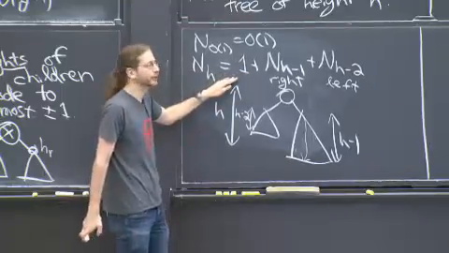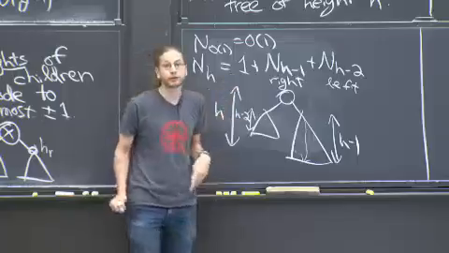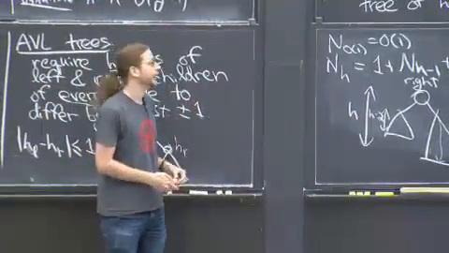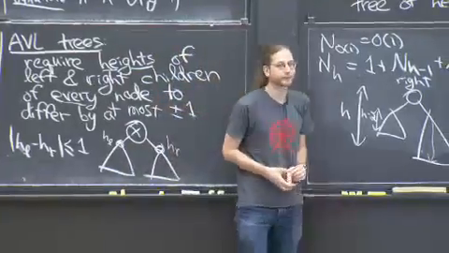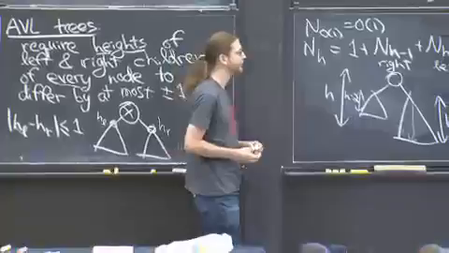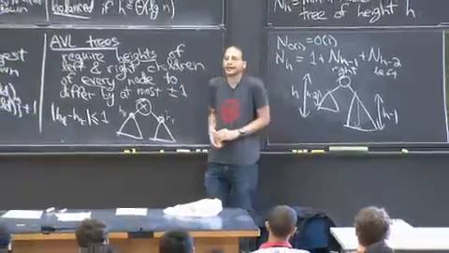Now we need to solve it. What we would like is for it to be exponential, because that means there's a lot of nodes in a height h AVL tree. So any suggestions on how we could figure out this recurrence? Does it look like anything you've seen before?